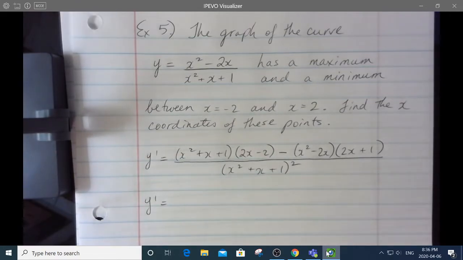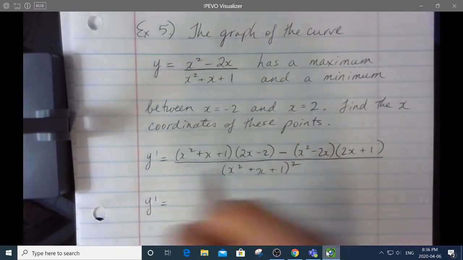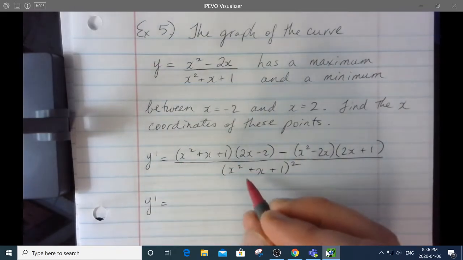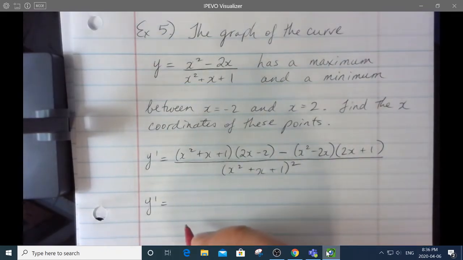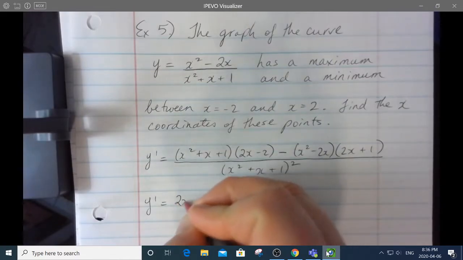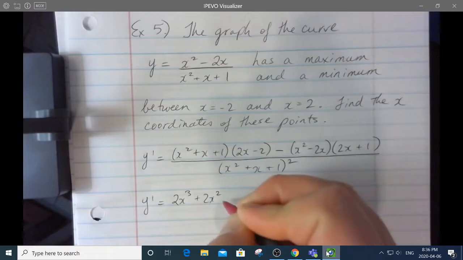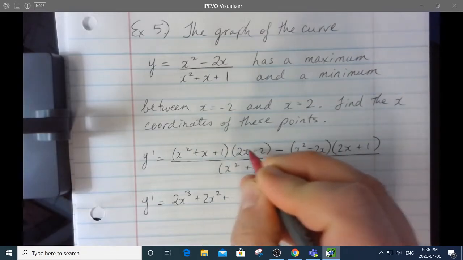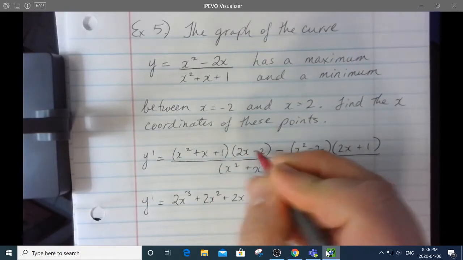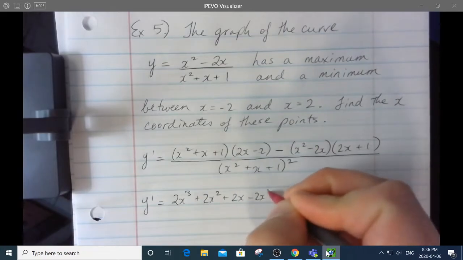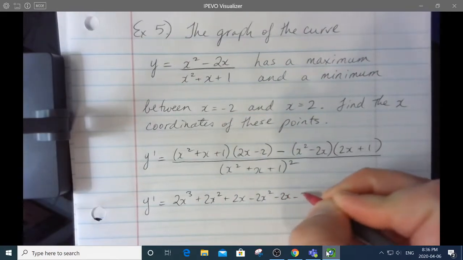Okay, so I played with this on another piece of paper, which I seem to have completely misplaced. There it is. I just want to make sure I don't goof it up. Okay, so multiplying this out. First times all of that is going to be 2x cubed. And then 2x times that is 2x squared. Plus 2x times 1 is 2x. Then the minus 2 times everything. So minus 2x squared minus 2x minus 2.